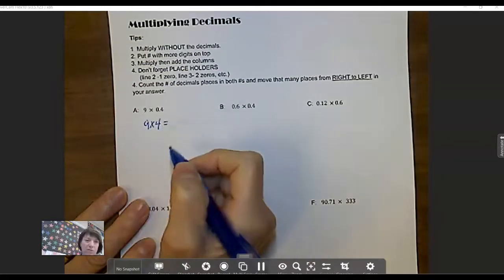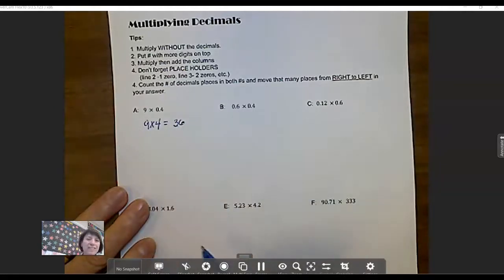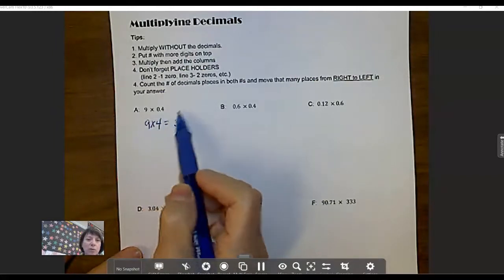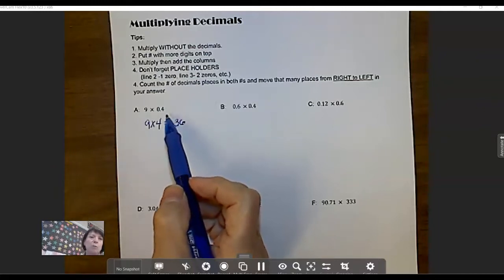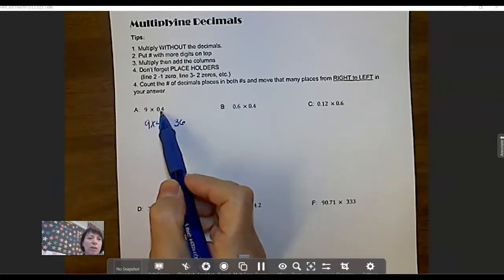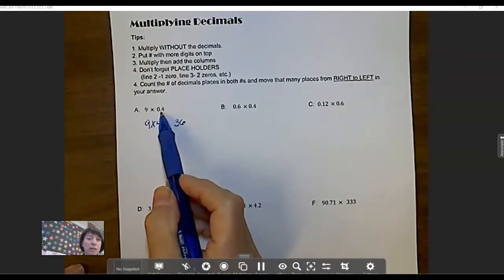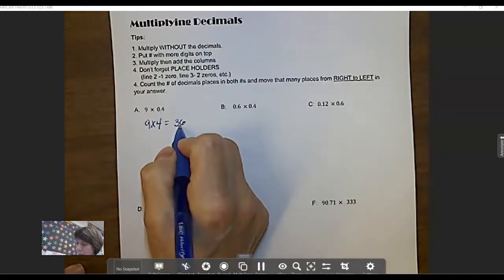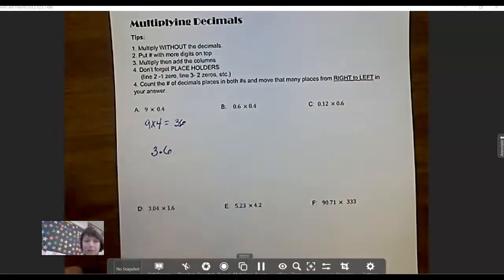Well, that's just one of our basic facts, right? We know that 9 times 4 is 36. Okay, so that's the easy part. Once that's done, I'm going to go back to my problem and count how many numbers all together are behind the decimal point. So in this problem, I only have one number behind a decimal point. That's where I'm going to put the decimal point in our answer. Since there's one number behind the decimal point in the problem, I'm going to put one number behind the decimal point in the answer. So this answer is 3 6/10.